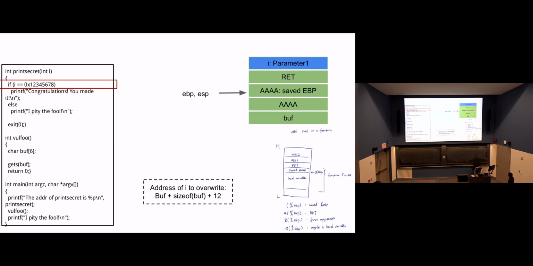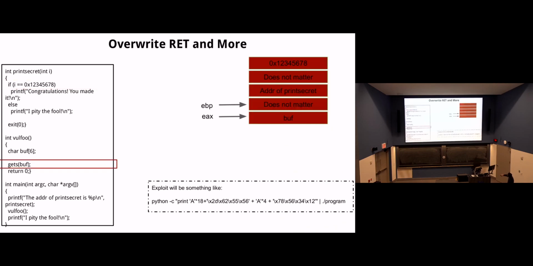We didn't do that. Okay? But the print secret function will believe that. It will think that way. So which means to override this one, we only have one shot to override that, because the vulnerability is here, gets.